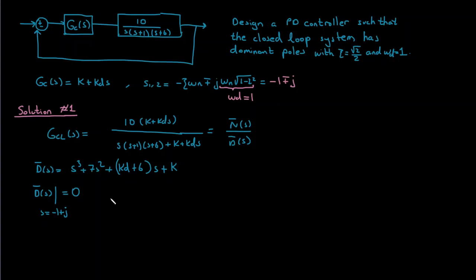So let's try to do that. I will delete this over here and write this explicitly. So I will have (-1 plus j) cubed plus 7 times (-1 plus j) squared plus (kd plus 6) times (-1 plus j) plus k equals 0.